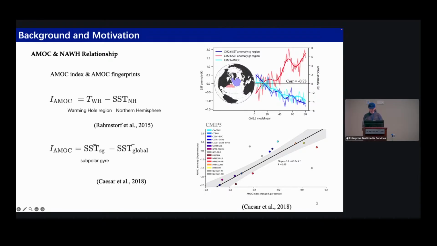So the main goal of our study is to better understand these relationships between the AMOC and the warming hole, and to answer some questions. What is the physical mechanism behind it? Is there a model generation difference? How much did the AMOC decline in the past century? Does salinity play a role in this process? And what is the role of the AMOC in the warming hole formation process compared to the atmospheric circulation?